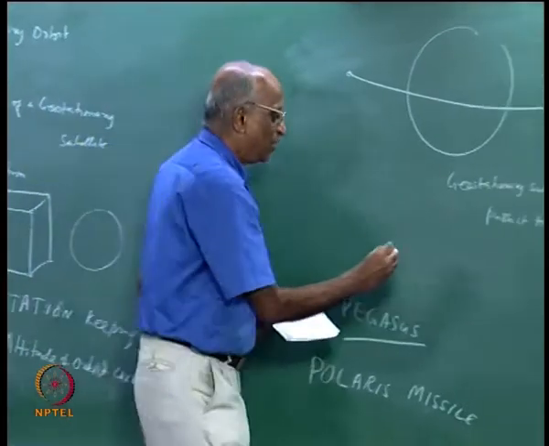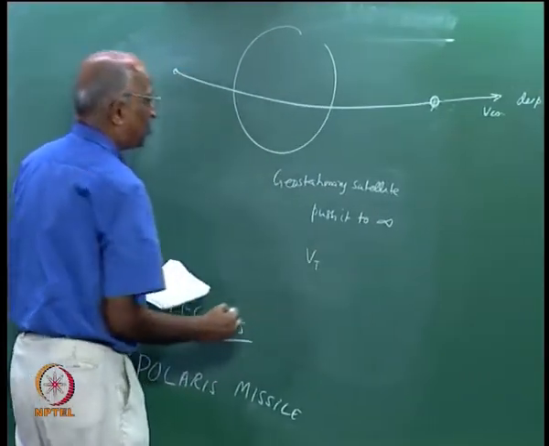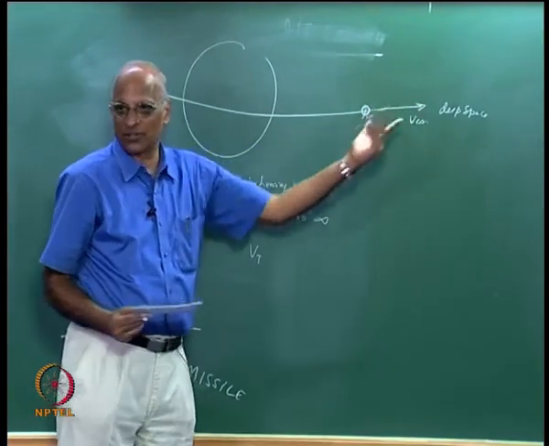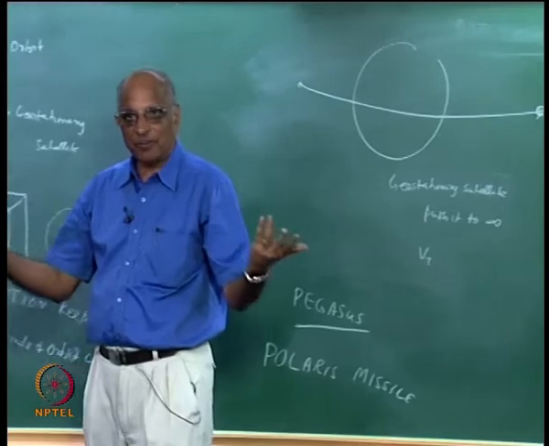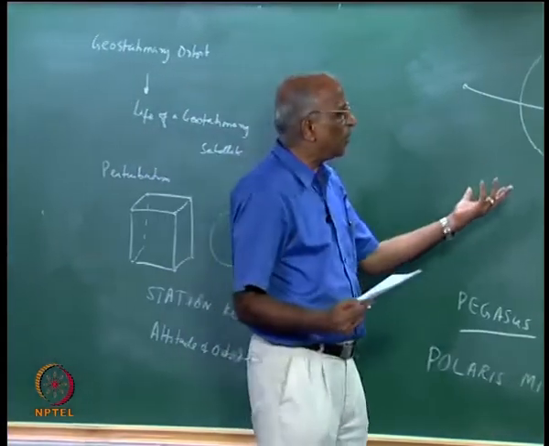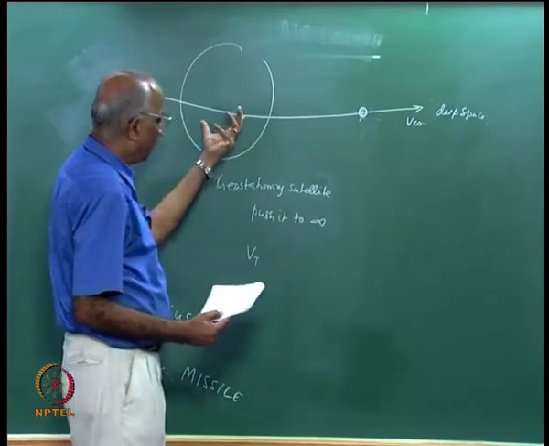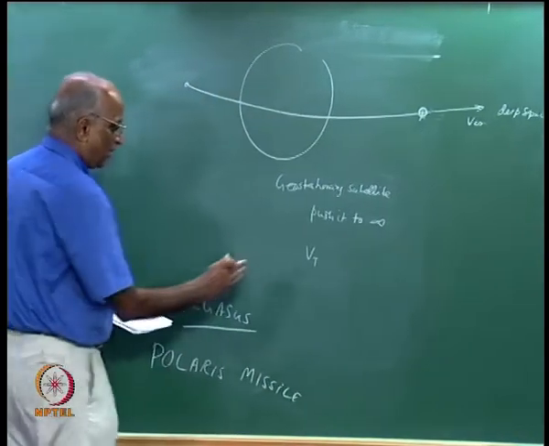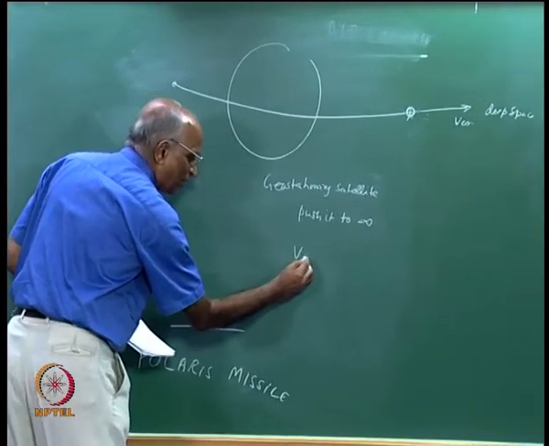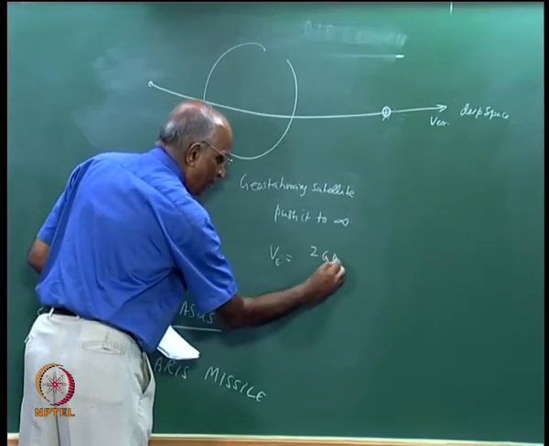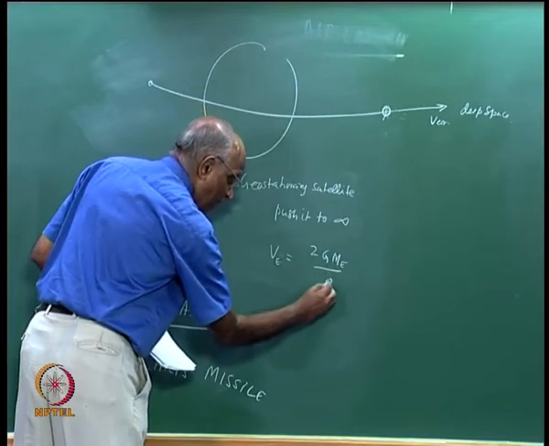Therefore, what is the velocity required to push a spacecraft out of the geostationary orbit into deep space? That means I have to escape from the earth. Let us forget about the pull of the moon, other planets and all that. Let us assume only earth is attracting. Therefore, I want to find out what is the escape velocity. Escape velocity is equal to the square root of 2 g M_e by r.